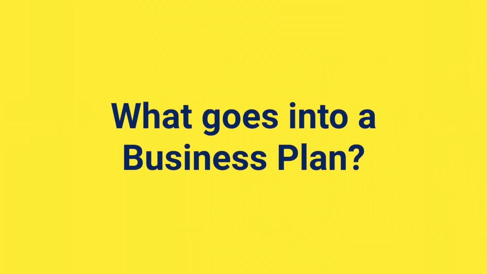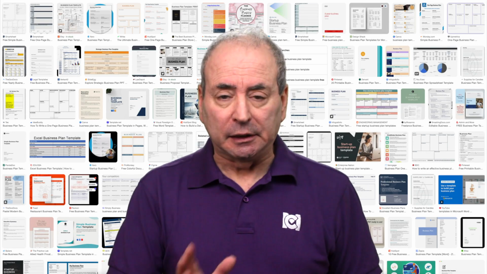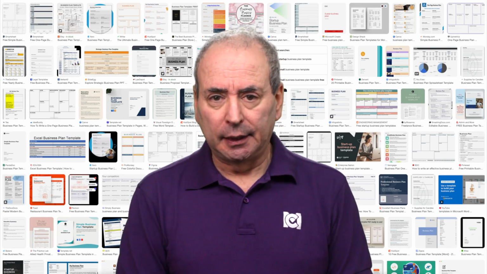So, what goes into a business plan? There is no single format for a business plan. There are as many business plan templates as there are businesses. However, there are some things which you can expect to see in most, if not all, business plans. First will come an executive summary. This will contain a brief overview of the business and what the plan contains. This will often set out the business's mission statement, its overall strategy, and its leadership.